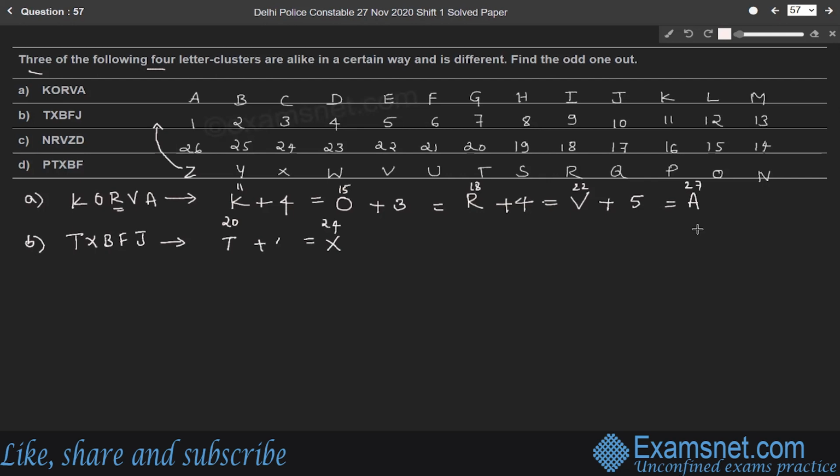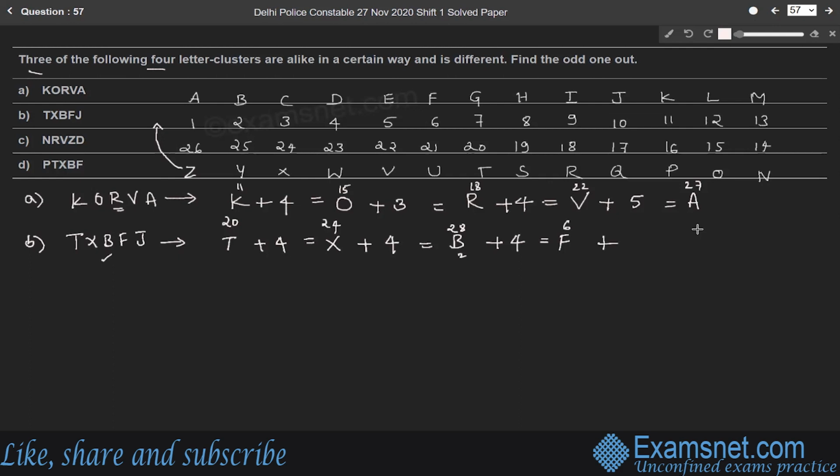Therefore 20 plus 4 is 24. So here X plus some number is equal to the next letter B. Right? So the positional value of B, after Z, is 26 plus 2, which is 28. So here 24 plus 4 is 28. So B plus some number is equal to F. B's positional value is either 28 or 2. So here 2 plus 4 is equal to 6, which is the positional value of F.